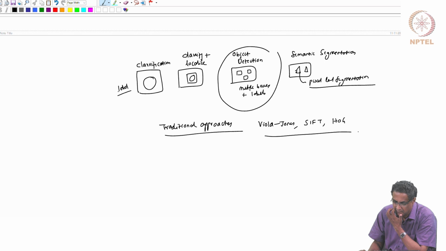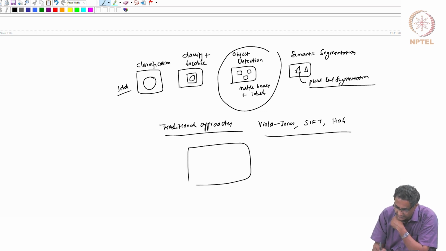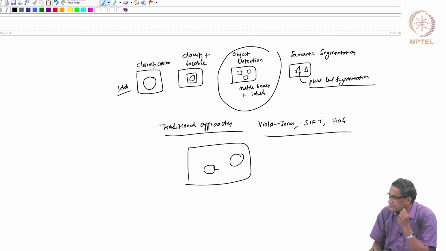Therefore the main trend in the last 10 years or so, mostly in the last 7-8 years, has been to use deep networks for this task of object detection. One way to think about it: suppose I have an image and some objects lying here and there, there could be many for that matter. The problem is we do not know where those objects are. It could be that the image has nothing of interest, or it could have objects of interest, but we do not know where they are.